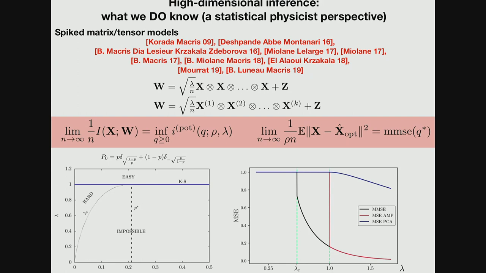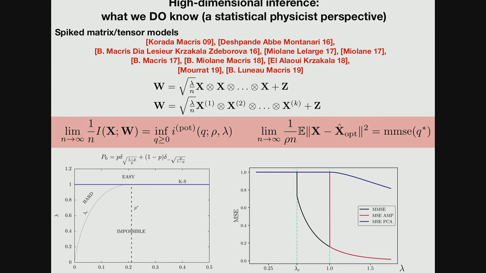The equivalent of the interactions are this Z, this noise which is there. But you have additional information about the signal. In this high-dimensional inference problem, we now have quite a few results thanks to the work of many people. Essentially, the full package of results now reads like this. You have access to a simple variational formula for the mutual information between the data and the signal, an asymptotic formula, which is just given by optimizing a simple replica symmetric potential.